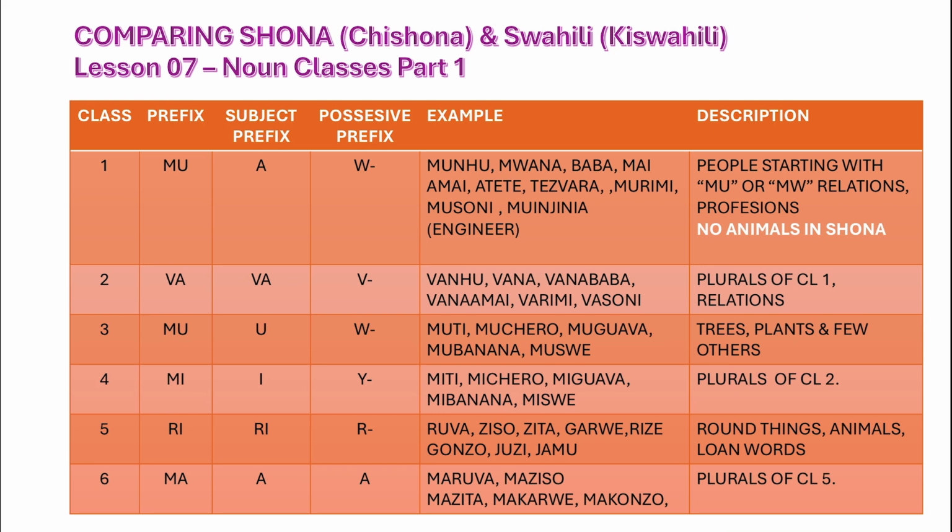The plural of these, as we said, all start with ma. Ruva, the plural is maruva. Ziso, the plural is maziso. Zita, the plural is mazita. Garwe, the plural is makarwe. Gonzo, the plural is makonzo.